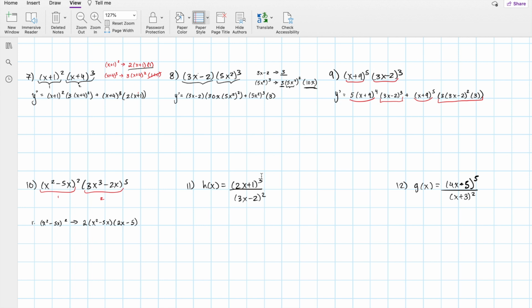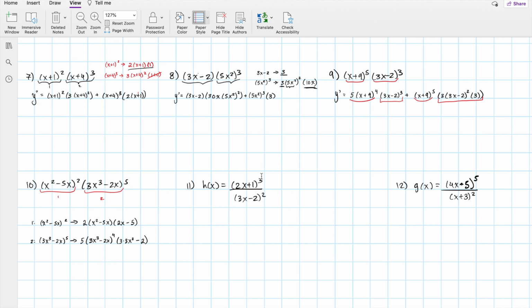Now the second term is (3x cubed minus 2x) to the power of 5. And the derivative of that, again, bring down the exponent, 5, (3x cubed minus 2x), we're not touching the bracket yet, to the power of 4, and now we're multiplying it by the derivative of what's inside the bracket. So the derivative of that is going to be 3, and then bring down the exponent, another 3x squared, minus the derivative of 2x, which is just 2. And then you simplify that down.